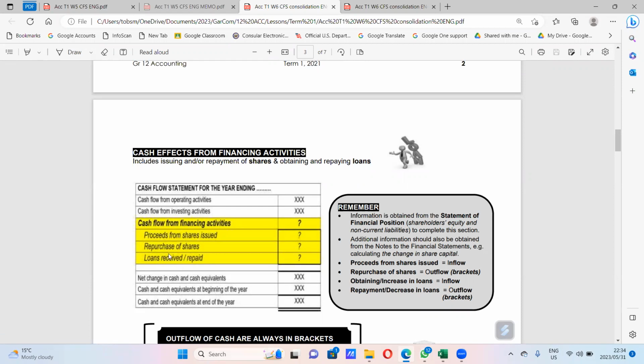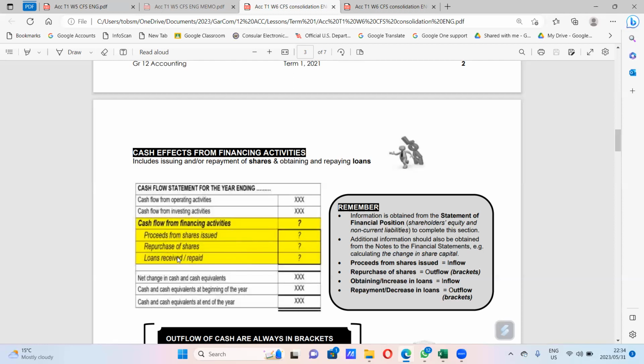Sometimes you sell shares and sometimes you repurchase, you buy them back. So proceeds from shares issued means money came in, because if you issued shares, people gave you money. But if you repurchase shares, money went out, so this is going to be in brackets. And then loans received or repaid.